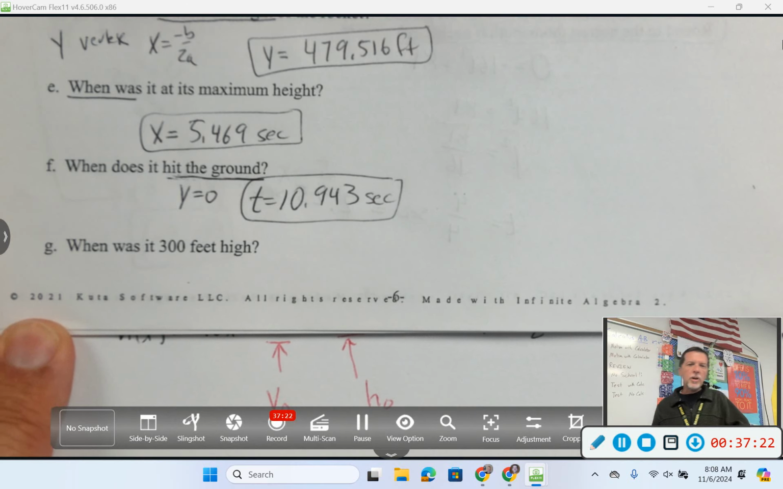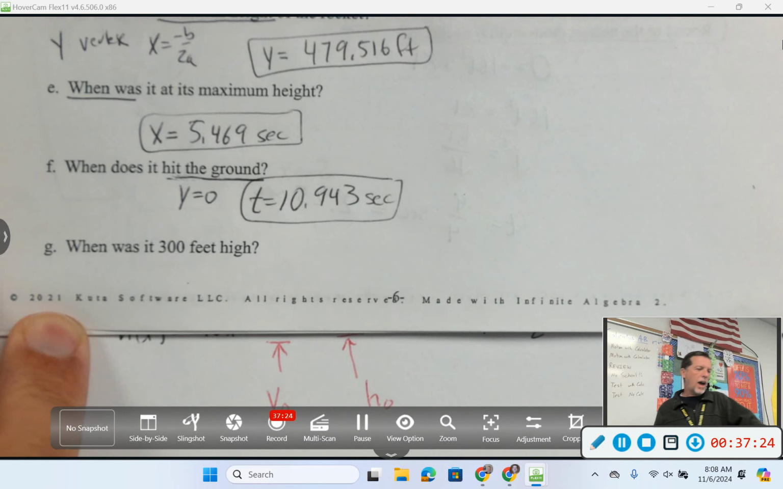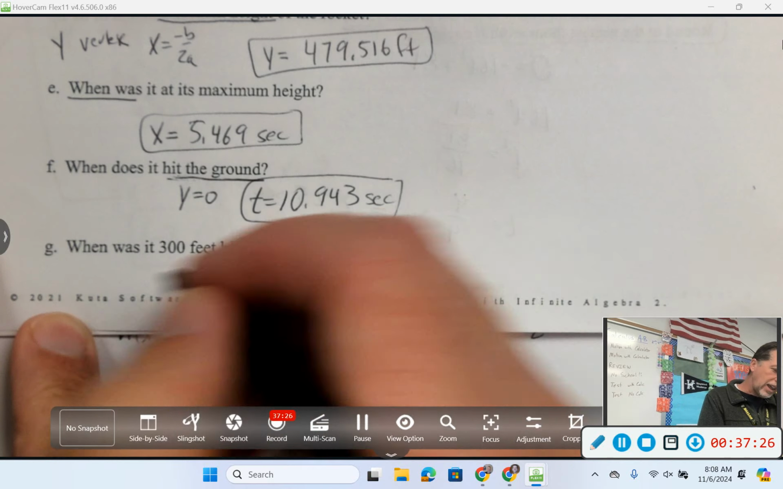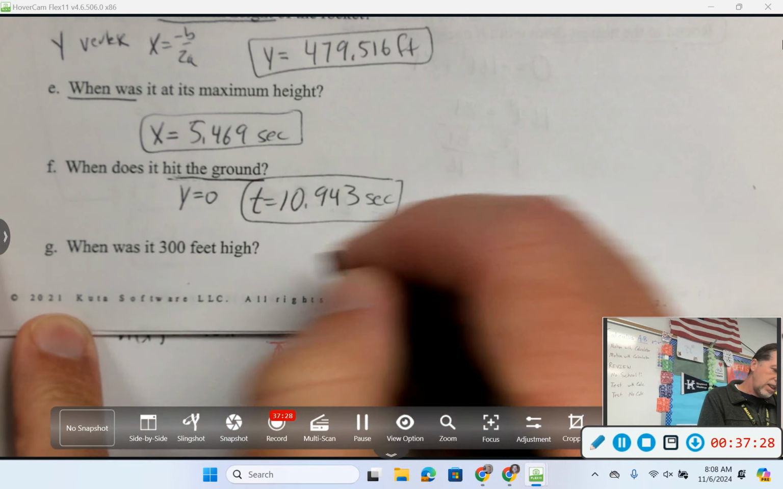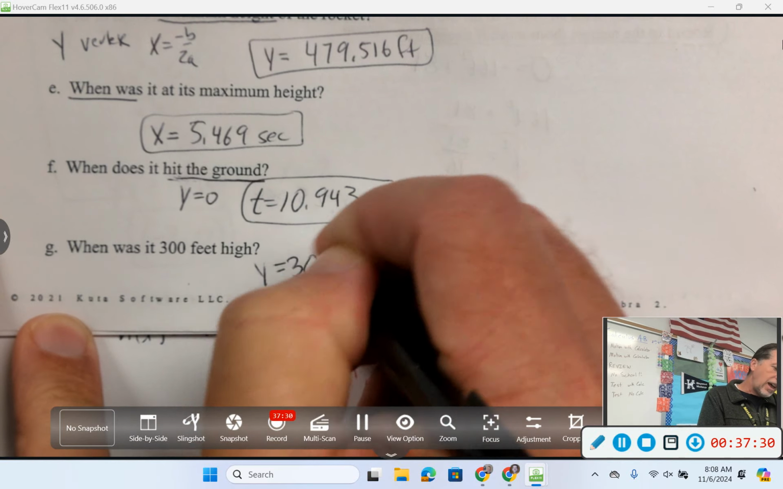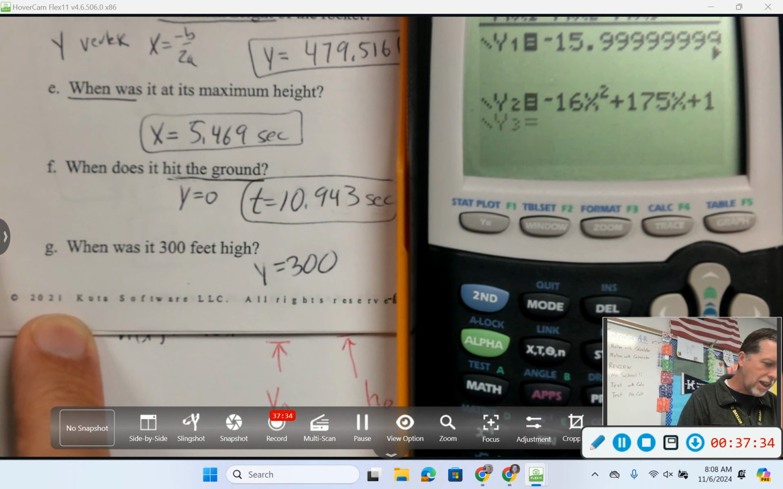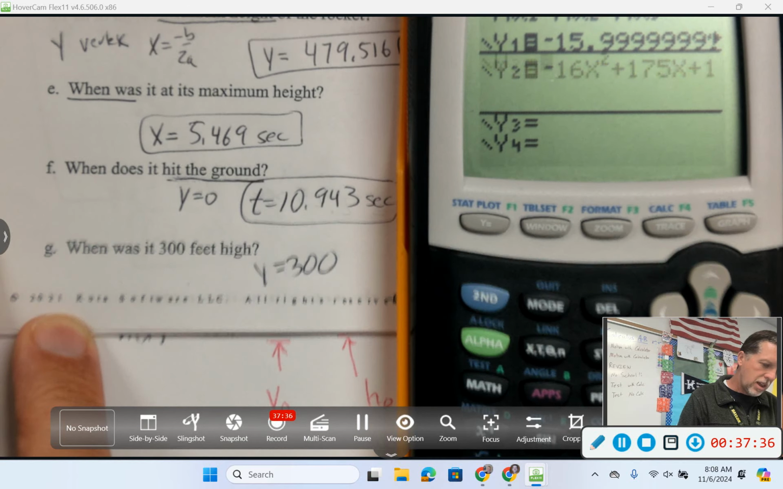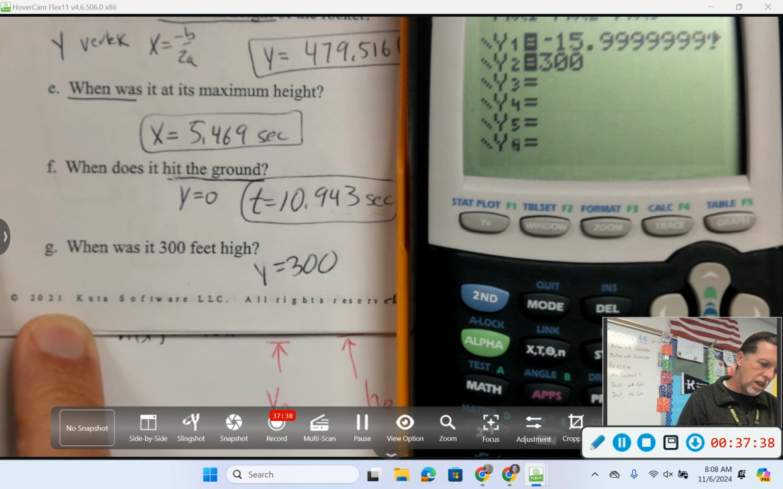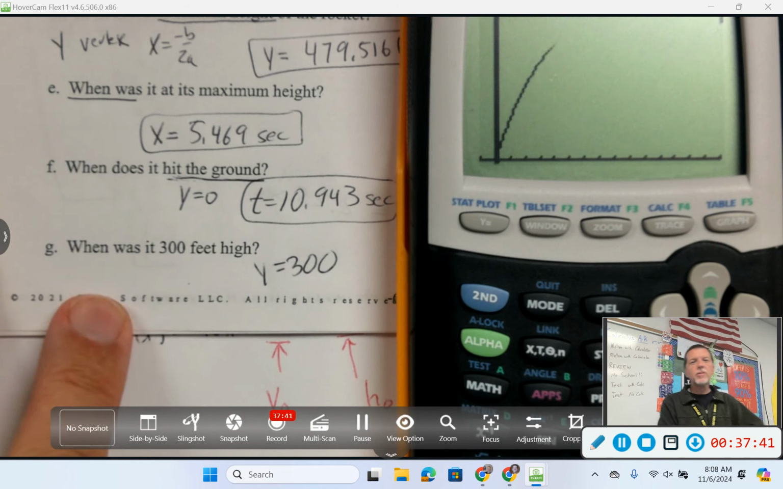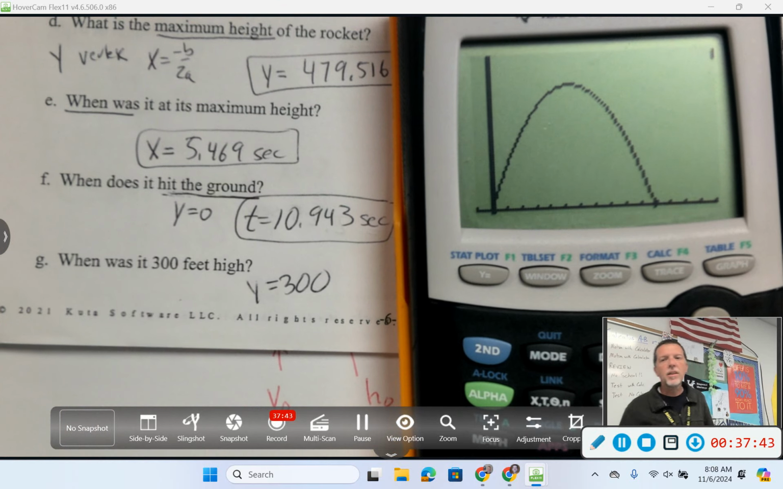All right, last one. When was it 300 feet high? How am I going to figure out when it's 300 feet high? You put the equation Y and find the intercepts. I think that's the best way to go. When is it 300 feet high? Well, let's graph y equals 300 and see what happens. Okay, it looks like it's 300 feet high 2 different times. How can I find where those 2 graphs intersect?